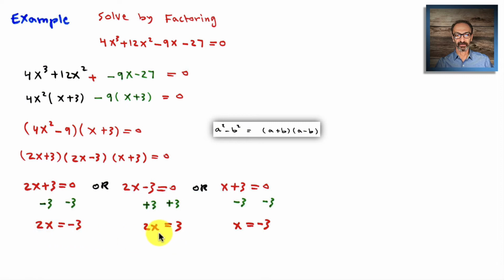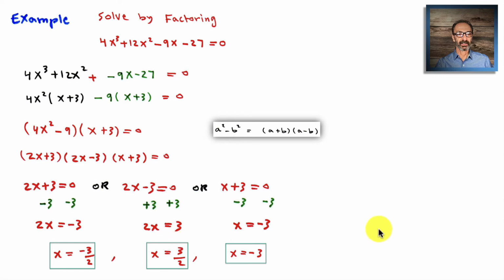Divide by 2 here, divide by 2 here. This is done, and that should do it. So negative 3 over 2, positive 3 over 2, and negative 3. That's when it says solve. So when it says solve, you need to finish it because we do have an equal sign here. It's not just an expression to simplify.